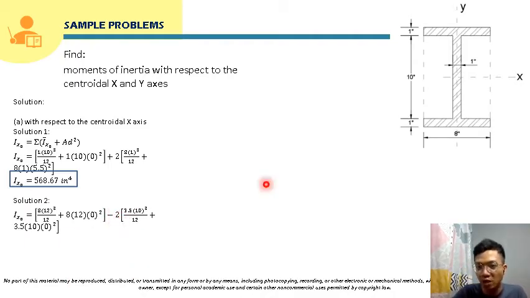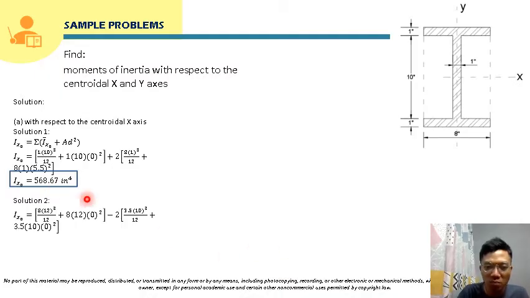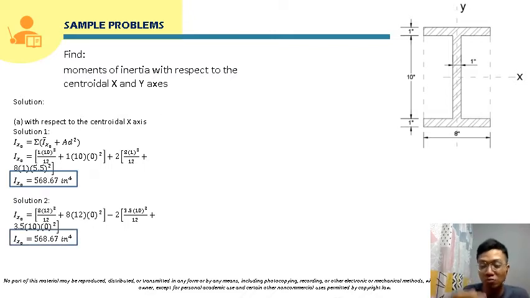We multiply it by 2 since they are identical, so we will just consider one rectangle. Its base again is 3.5 and its height is 10. So BH cube over 12. So that will just be 3.5 times 10 cube over 12. Okay, so solving for this will just be the same. Of course, it should be the same as well. So this is also 568.67 inches to the fourth.